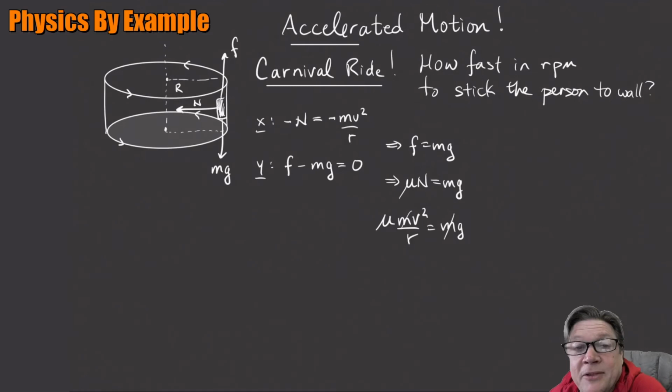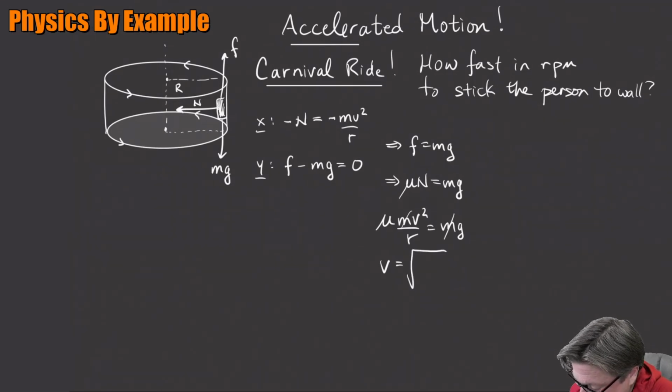The nice thing about the ride is that the masses cancel. It doesn't matter what the mass is. Thank goodness for the people who design the ride, because you don't want adults to sink and babies to stick, or the reverse, heaven forbid. Everyone is going to stick if the thing rotates at the same rate. So let's solve for v. v is just the square root of rg over mu. And that's it. We're kind of done.